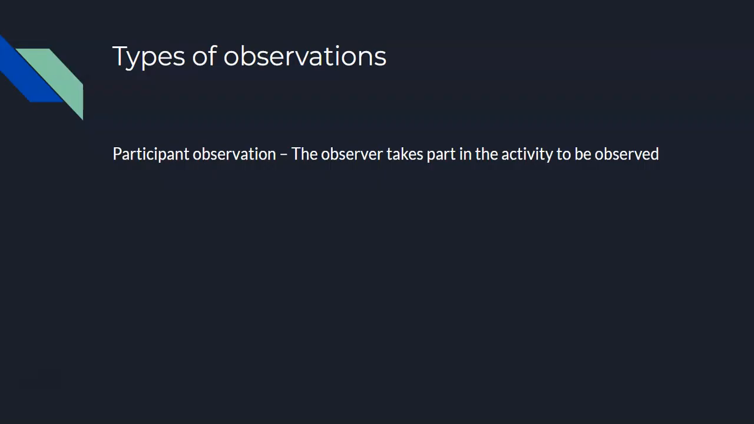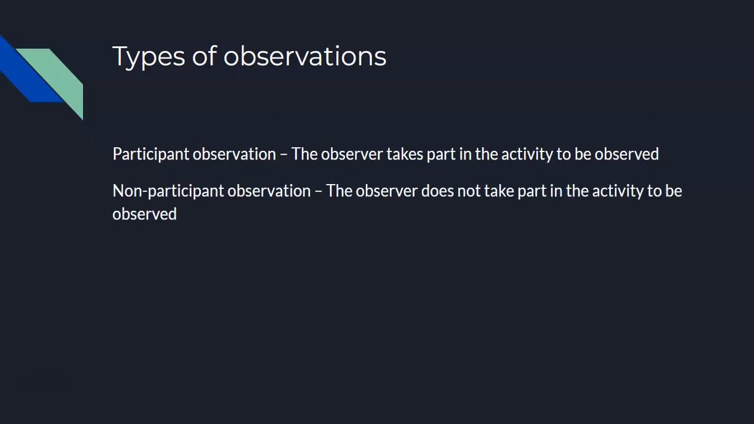So you can have a participant observation. This is where the observer takes part in the activity that's also being observed. A lot of the time they want to get a more detailed understanding about what's going on for that group or person. We've got non-participant observations. This is where the observer does not take part. So they might be observing from a distance or through a CCTV or video.